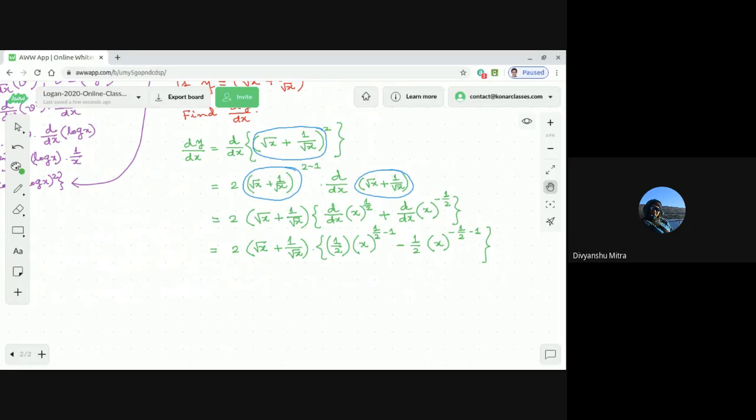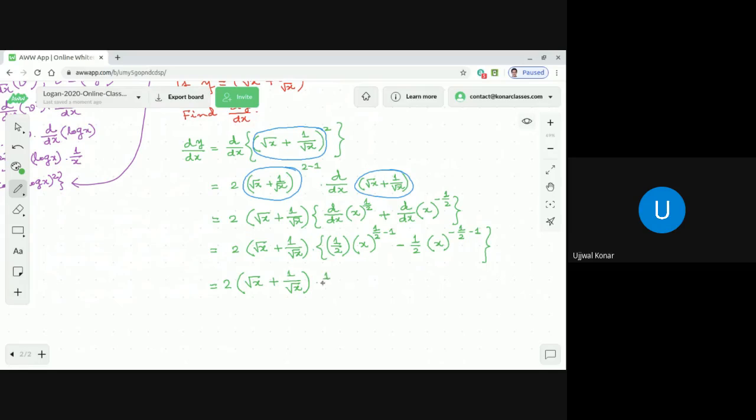So I got 2x plus 2 by root 2 into x to the power minus 1 by 2 minus x to the power minus 3 by 2 by 2. Then after that, you need to simplify. That's it, as simple as that. After that, the question doesn't belong to differential calculus. The question becomes an 8th standard problem to simplify this algebraic expression, isn't it?